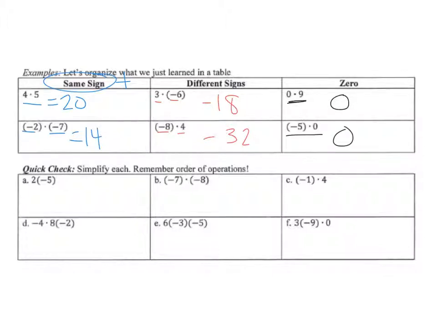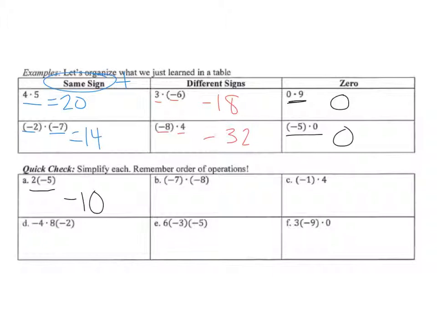So now the next ones aren't written in order. We're going to use order of operations and remember our sign rules. So 2 negative 5 is 2 times negative 5. There's no space. One of them is a positive. The other one is a negative. They are different signs. So the answer is negative 10.